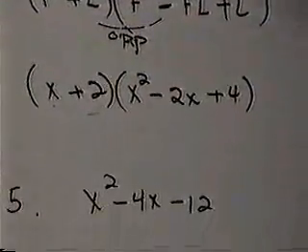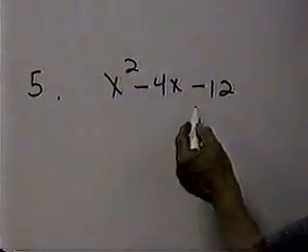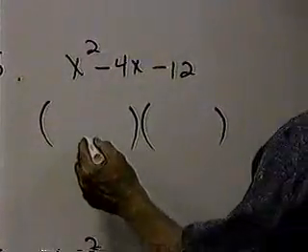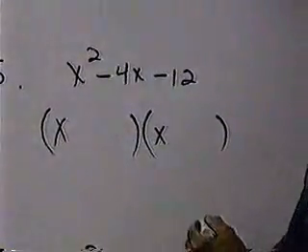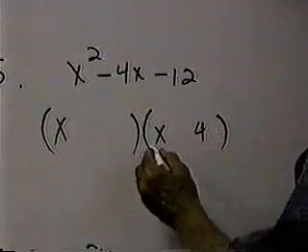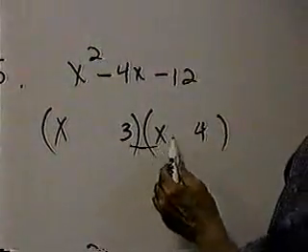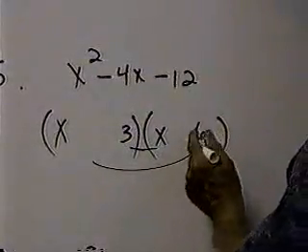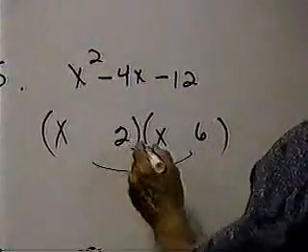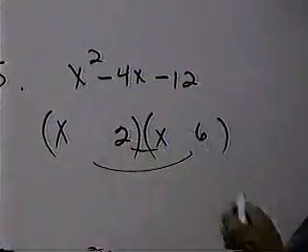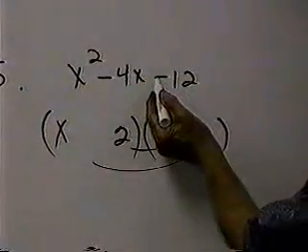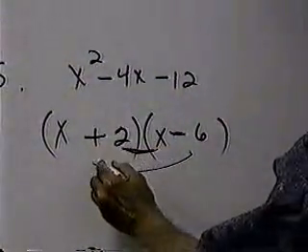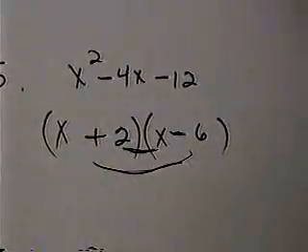Number 5. Common factor? No. Therefore, we look for FOIL method. X and X. Okay. And 4 and 3. Does 3 and 4 give us 4? No. So let's try 6 and 2. Well, 2 and 6, yes. Now we got to figure out, if the last one is a minus, then it's minus plus. And that checks. It's a minus 6 and a plus 2 is a minus 4.